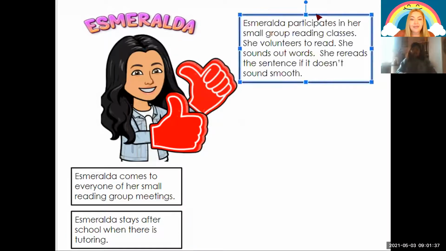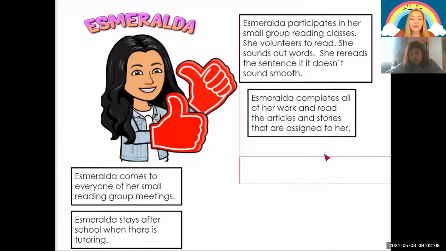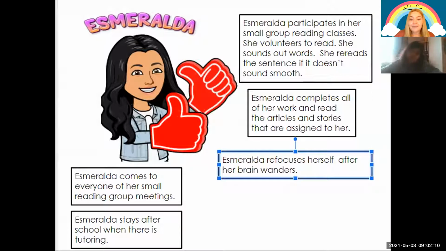Also, Esmeralda, in the small group time, you were constantly participating. You were volunteering to read, you were sounding out the words, you were rereading the sentence if it didn't sound smooth or if it didn't make sense. And so you were fully participating in your small group lessons. Also, you completed all of your assigned work, like everything. You turned in everything. And every article I gave you, every story that I gave you, you read. And so that was all you. You were reaching your goals because you were doing that work.